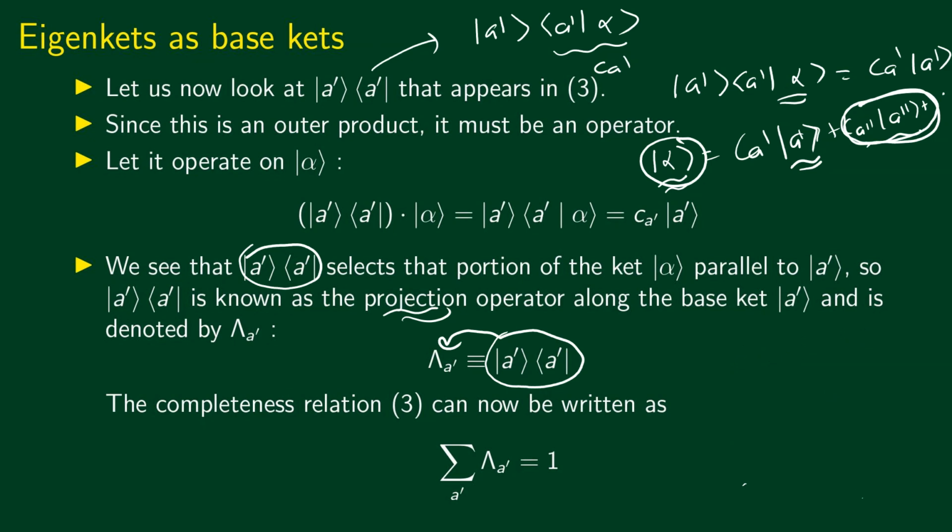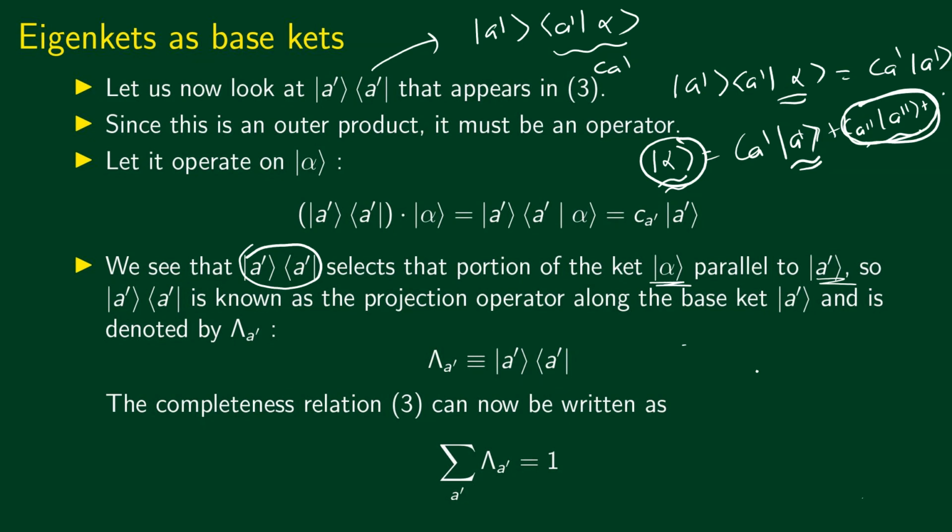Just like we can say that e1 hat dot v vector times e1 hat is a vector which has the direction e1 hat, and the magnitude of this vector is the component of the v vector along the e1 direction. In the same way, we can say that ket a prime bra a prime selects that portion of the ket alpha parallel to ket a prime. So ket a prime bra a prime is known as the projection operator.